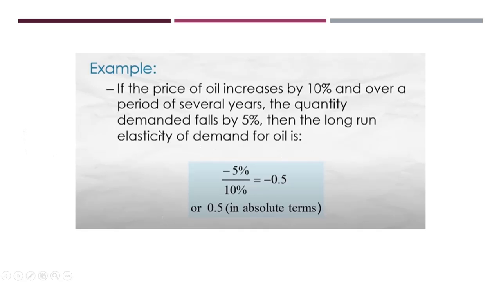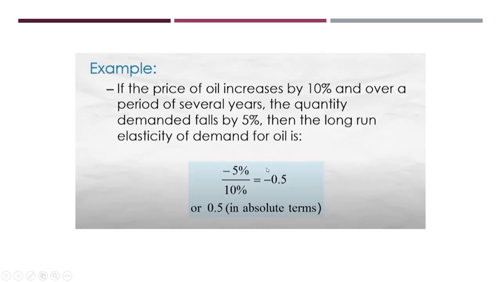If you look here, this is the classic example of the mathematics of elasticity of demand. This is often given. If the price of oil increased by 10% and over a period of several years, the quantity demanded falls by 5%, then the long run elasticity of demand for oil is what? What again is our formula? Our formula is change in quantity demanded divided by change in price.